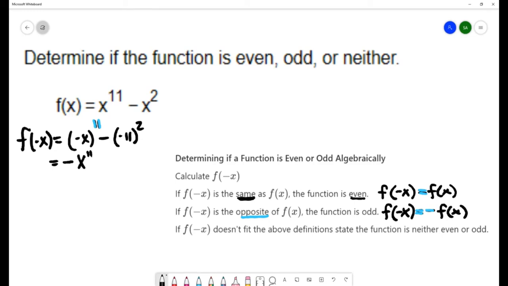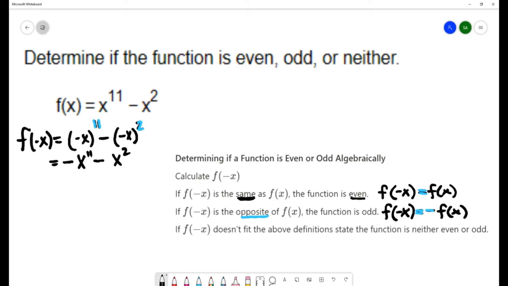I'll carry down this minus sign. And then, I apologize for that. That should be a negative x, not a negative 11. So there we have a negative to an even power, and an even number of negatives will be positive. So that will be x squared.